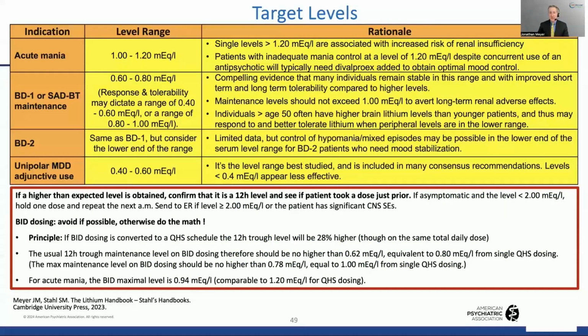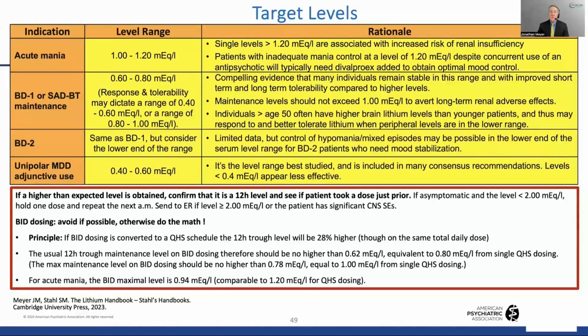To reinforce again the levels that we're shooting for. For acute mania, we never want to exceed 1.2. And the reason being is that's associated with more renal dysfunction. If the person's mania is not controllable and their level is getting close to 1.2, and often these people are already on an antipsychotic, you're probably going to need a second mood stabilizer. You simply just don't push levels to 1.5 the way we did in the old days.